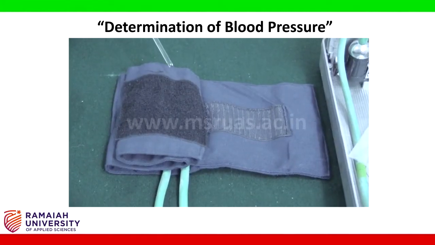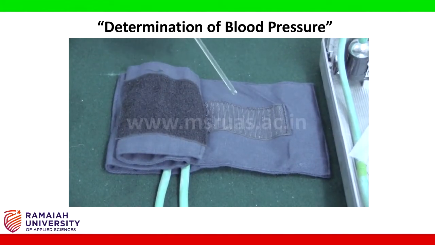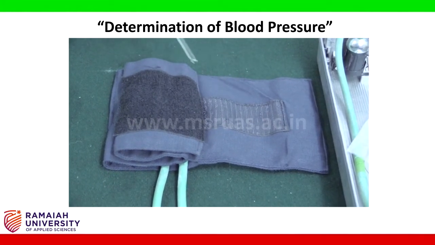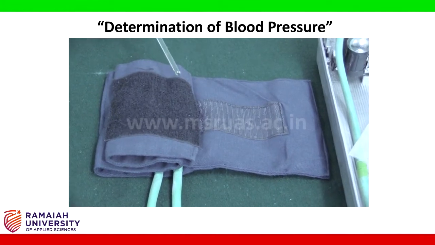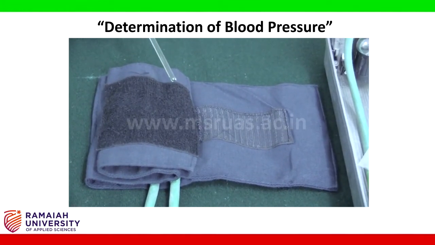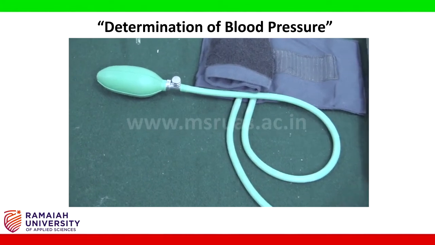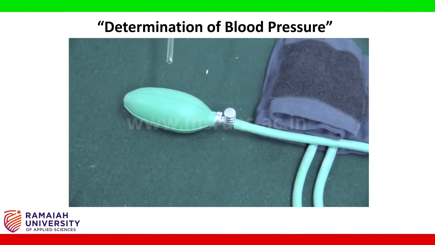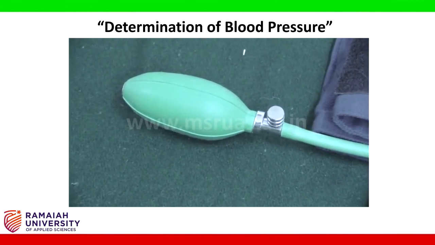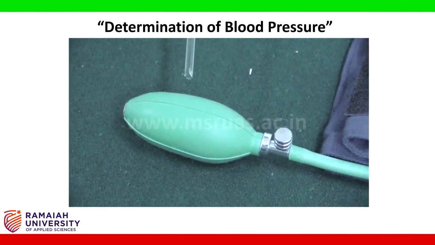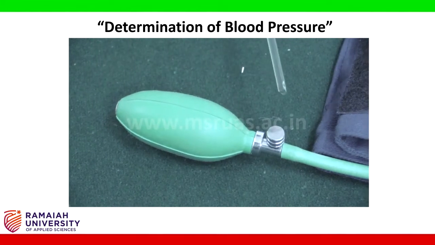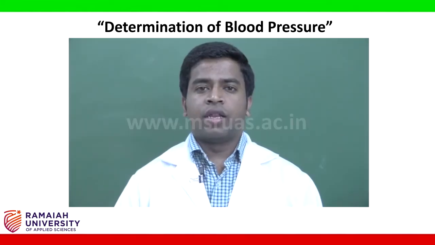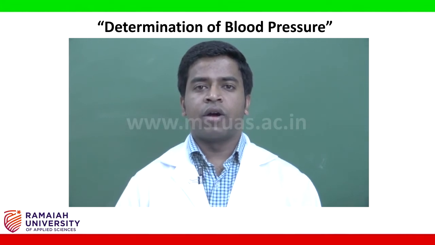Arm cuff is generally provided with 2 Velcro strips to position the rubber bag around the arm during measurement of blood pressure. Air pump or rubber bulb. It is an oval shaped rubber bulb of size that conveniently fits into one's hand. It has one-way valve at its free end and a leak valve with a fitted screw. Now let us start the experiment and record blood pressure.